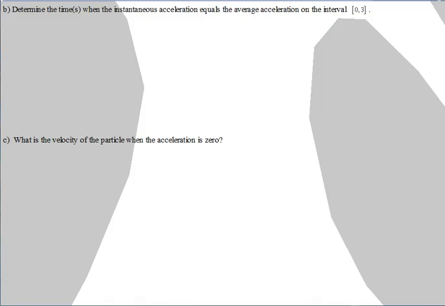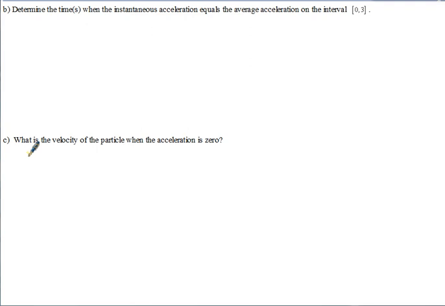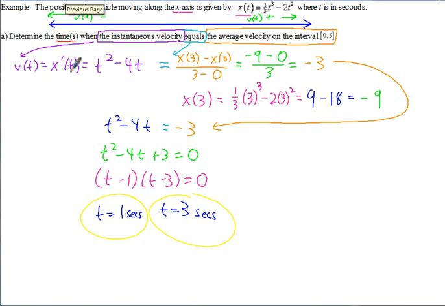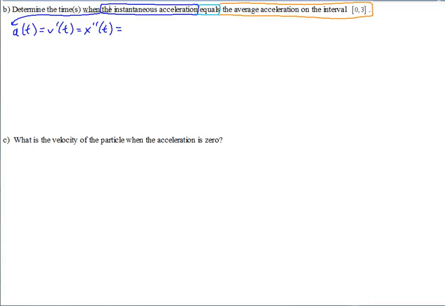Now let's look at a similar question. This one says, determine the time or times when the instantaneous acceleration equals the average acceleration on the interval 0 to 3. So instantaneous acceleration, that's our acceleration function, a of t, which is the first derivative of velocity, which is the second derivative of our position function. If we look back here, our velocity function, the first derivative of position, was t squared minus 4t. The derivative of that would be 2t minus 4. So that's our instantaneous acceleration, 2t minus 4.